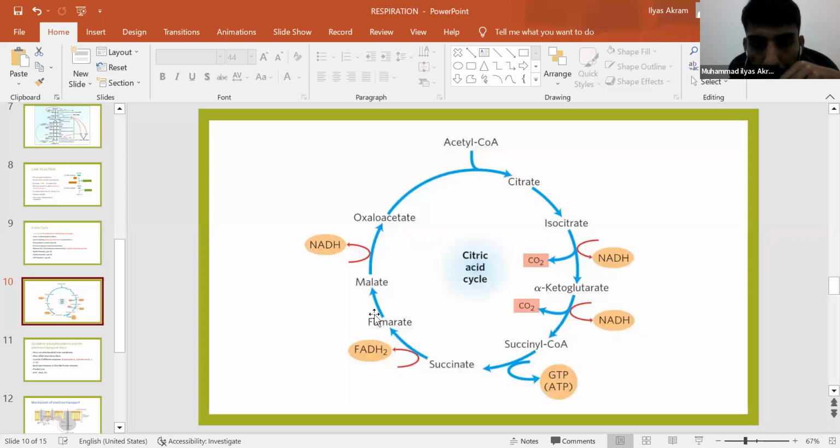From succinate to malate, these are all isomers of each other. Succinate is converted into fumarate, and here the production of an FADH2 molecule occurs. Fumarate is converted into malate, and both of these are also isomers of each other. From succinate to oxaloacetate, all molecules have 4 carbon atoms. Citrate has 6 carbons, isocitrate also has 6 carbons, while alpha ketoglutarate has 5 carbon atoms, because here one carbon dioxide molecule has already been removed.